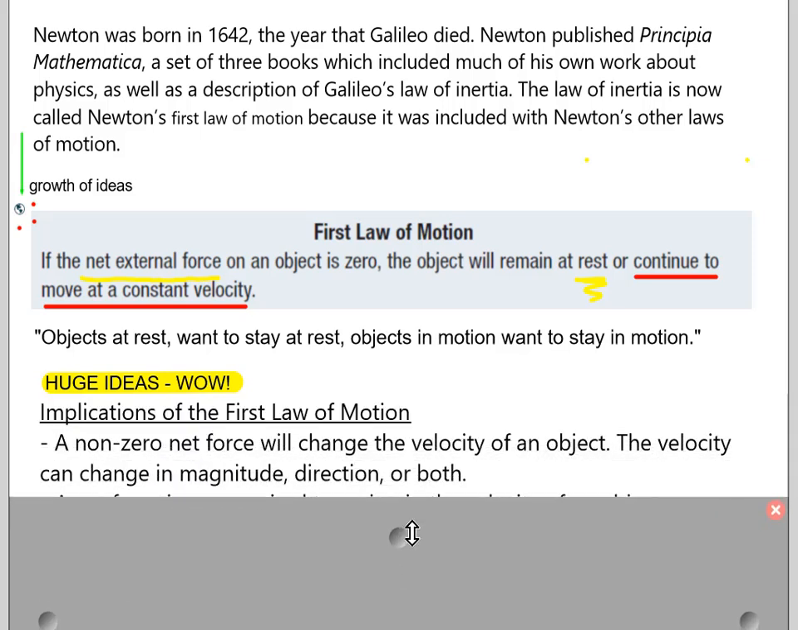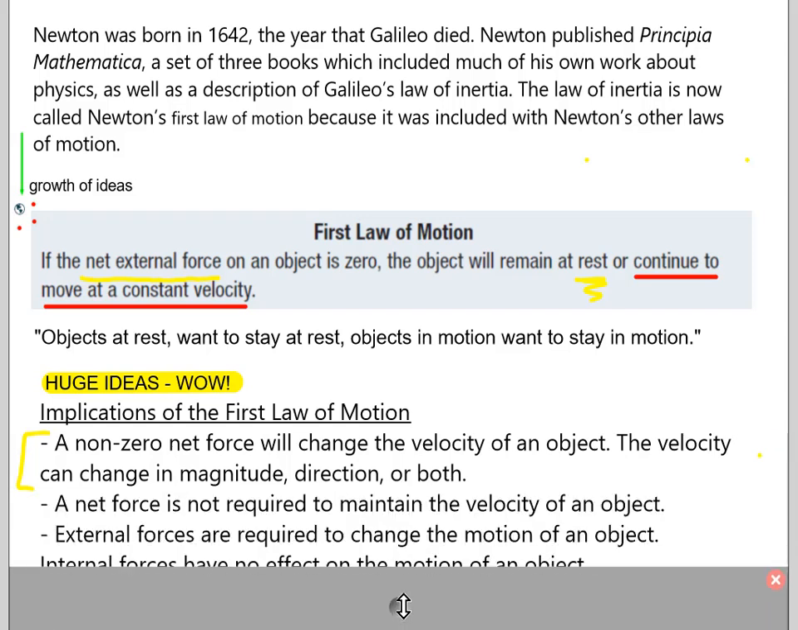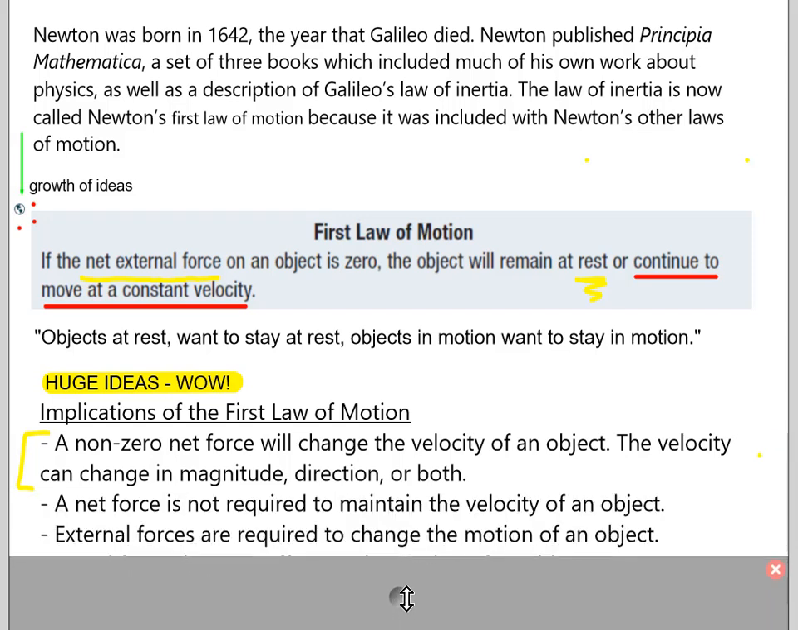So here are our huge ideas. A non-zero net force, that means I have something greater than 0 acting on an object, will change the velocity of an object. The velocity can change in magnitude, direction, or both. That is worthy of a pause and a think, because that's a pretty meaty statement. A net force is not required to maintain the velocity of an object. Another really meaty statement. That's huge.